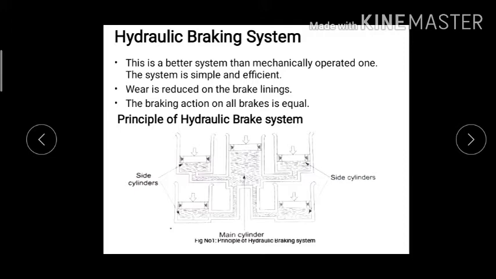Now, how does this hydraulic braking system work? What is the working principle of the hydraulic braking system? This hydraulic braking system works on the principle of Pascal's law. Pascal's law is nothing but: the pressure exerted on a fluid in a closed system will transmit the same pressure in all directions in that system.